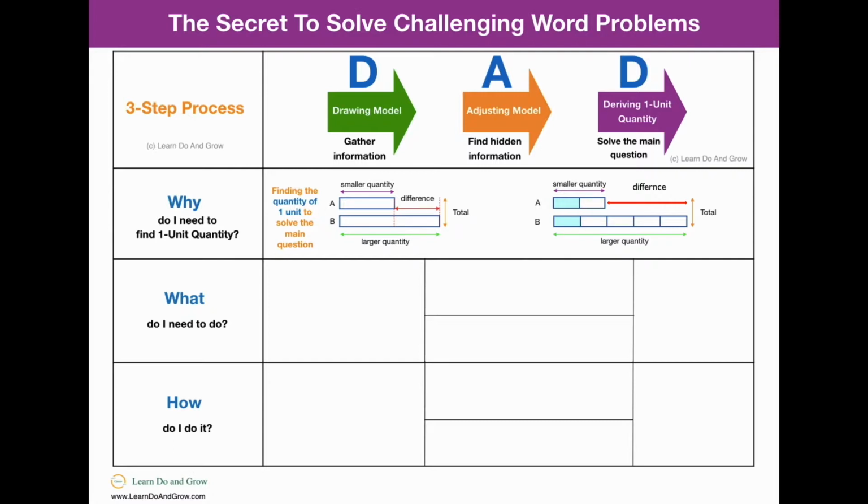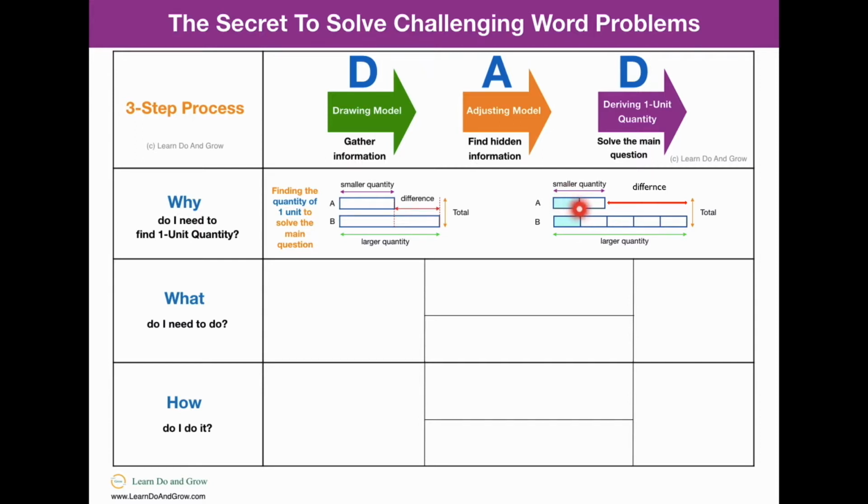And over here, it's the same thing. We have the smaller quantity, the larger quantity, the total, and we also have the difference over here. But the main focus in this model is the unit. The quantity per unit of the smaller quantity is equal to the quantity per unit of the larger quantity. That's why they have the same color. And this is important too.